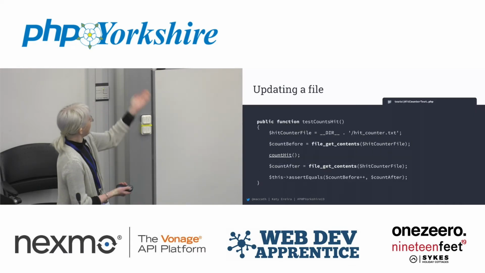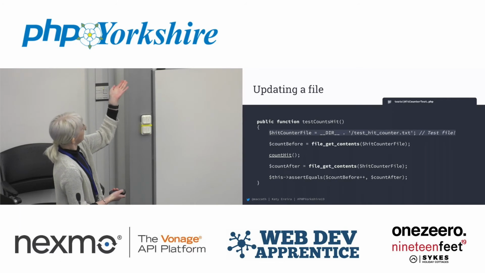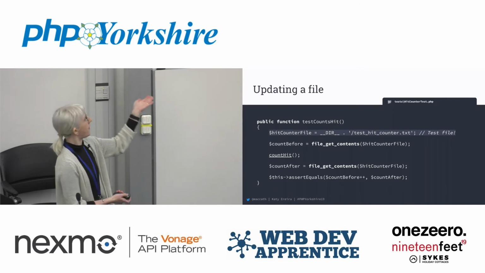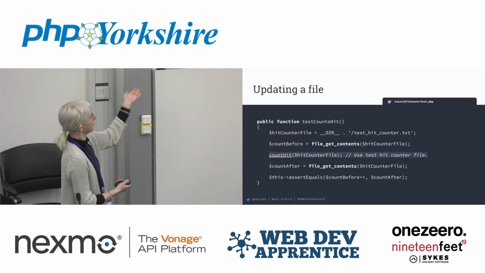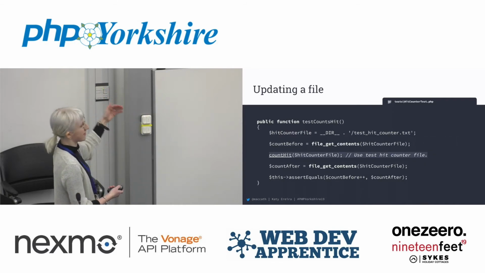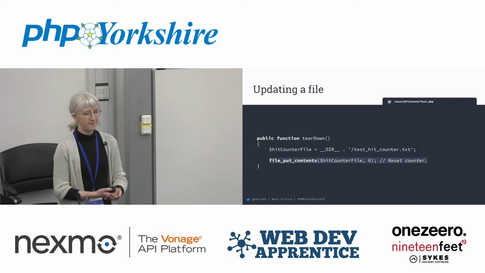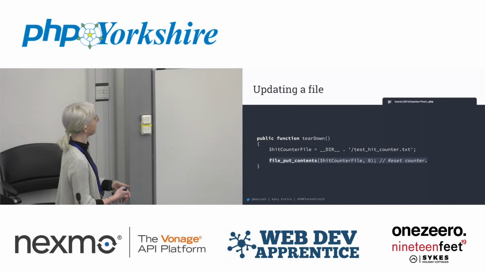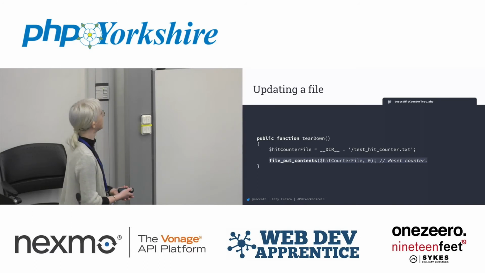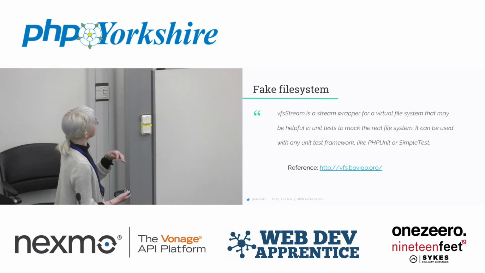And then we're going to create a hit counter file. There's a test hit counter file. So this is a completely different file, but that's okay because we can use it. And our hit counter will use that file instead of the regular file that it was given previously. And then in our teardown, as PHPUnit provides us, we can reset the counter to 0.